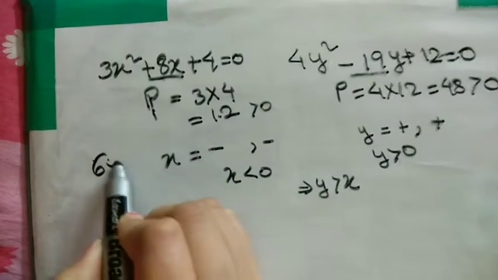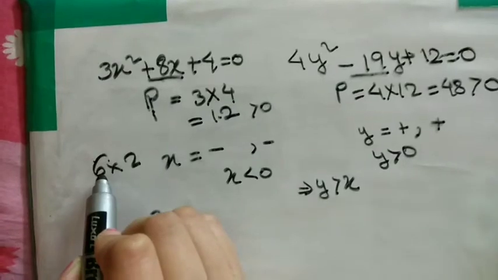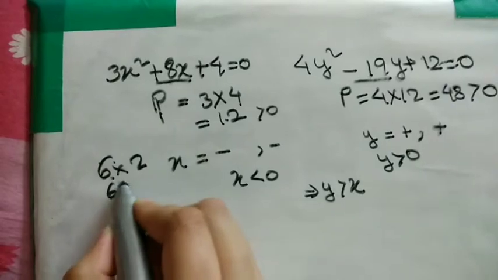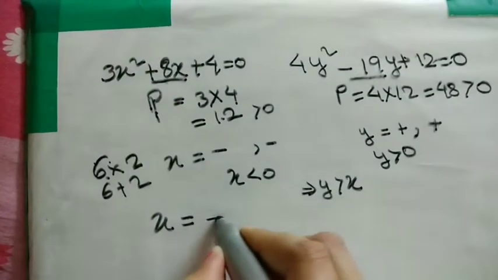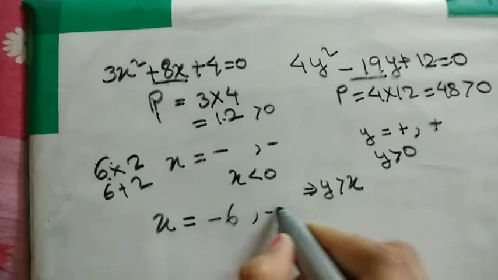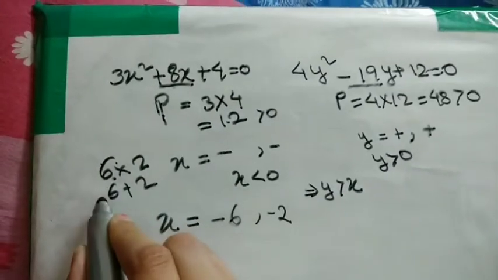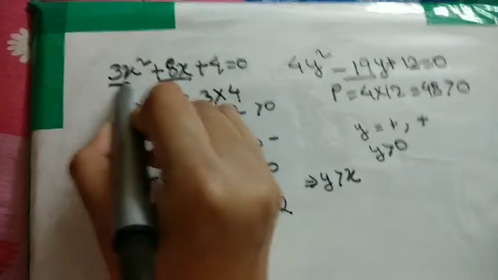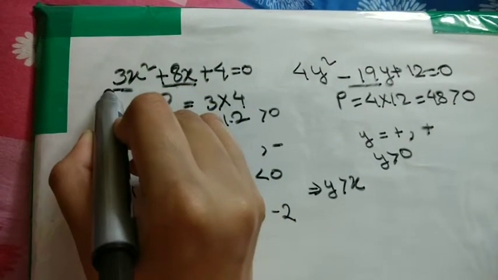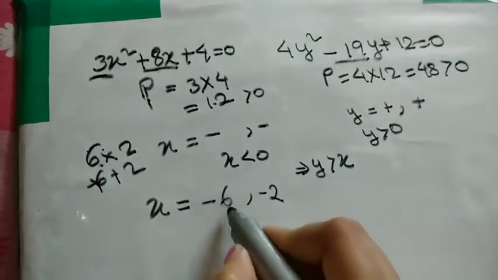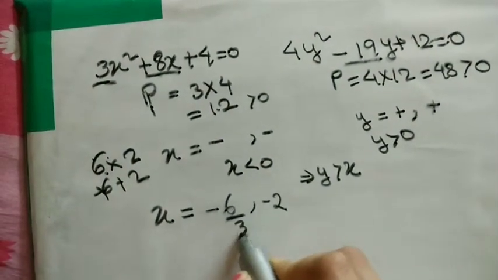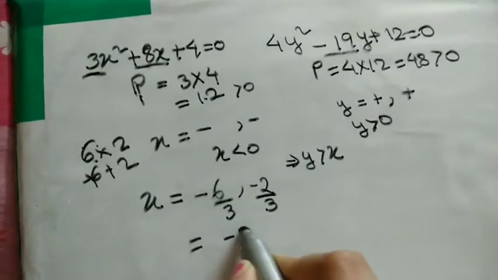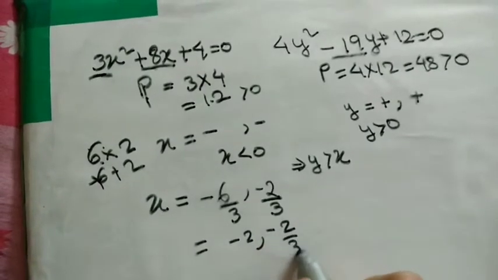First of all, 12 can be written as 6 into 2. 6 plus 2 gives you 8. And the roots will be in minus, so the answer will be minus 6 and minus 2. The opposite sign. See, plus 6 becomes minus 6 and plus 2 becomes minus 2. And the coefficient of x square, 3, goes downward. So the solutions are minus 2 and minus 2 by 3.